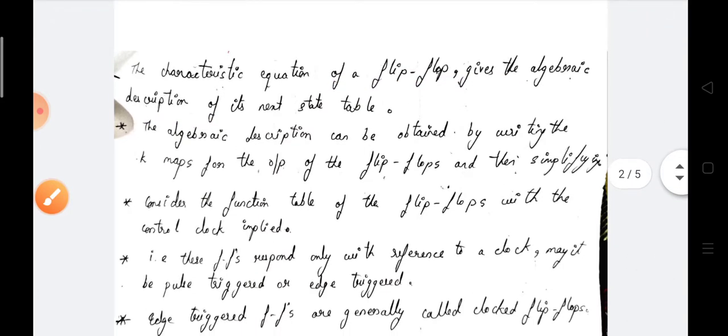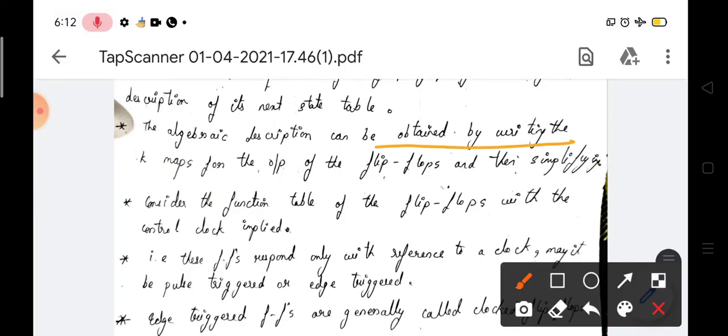The algebraic description can be obtained by the method of K-maps for the output of the flip-flops and then simplifying. It means we already have the function tables of various flip-flops: the SR flip-flop, JK flip-flop, T flip-flop and D flip-flop. Using this function table we need to create the K-maps, and from the K-maps, by this time you know how to simplify the K-map. So with the help of the K-maps you have to get the equation for the particular flip flop.